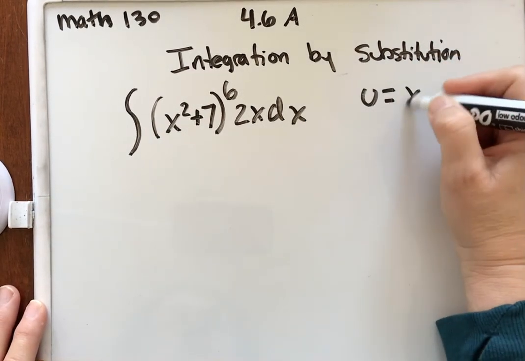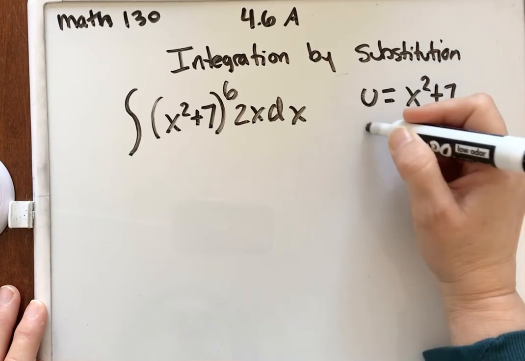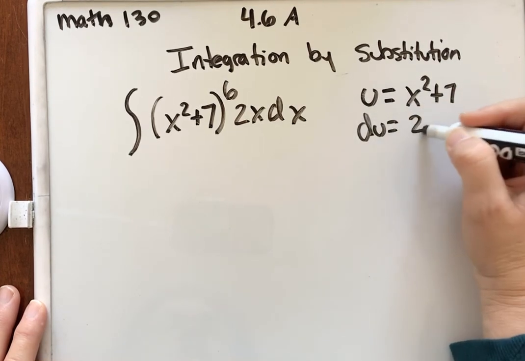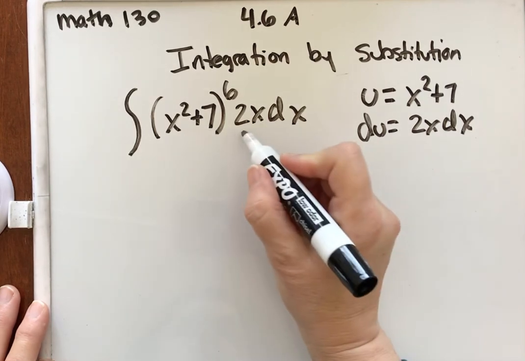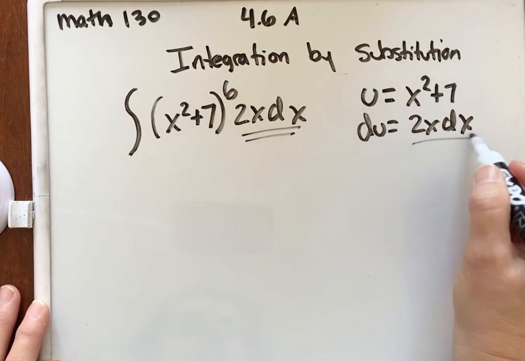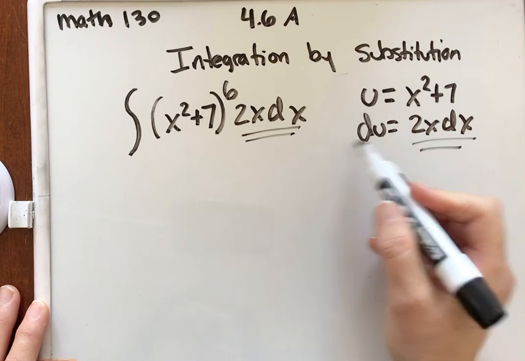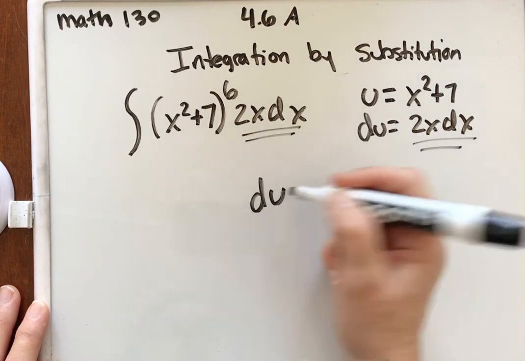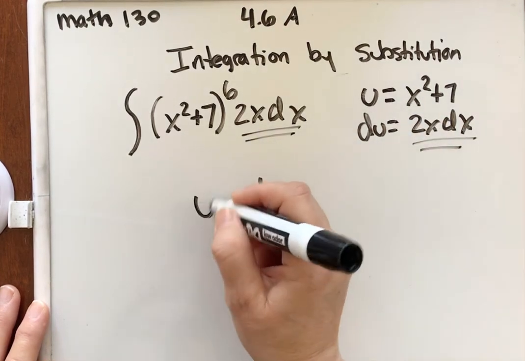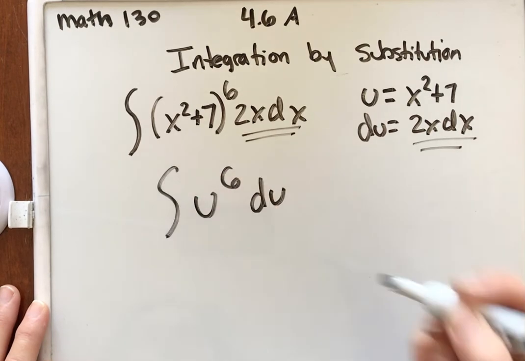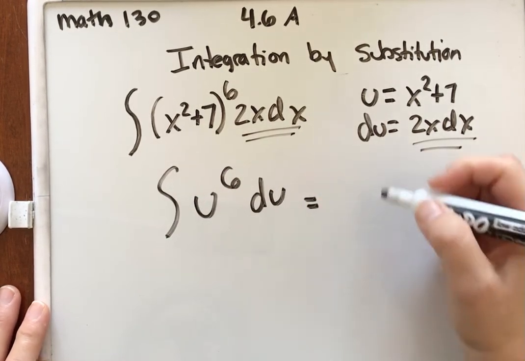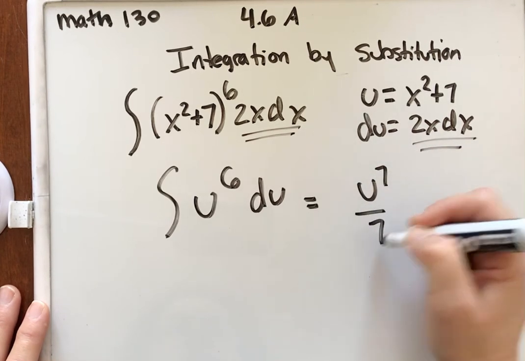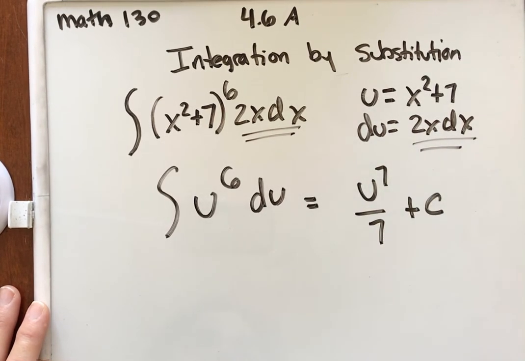If u equals x squared plus 7, then du equals 2x dx. Now that worked out perfect because here's our 2x dx. Okay, so we can replace our du with that, and we're going to put our u in here, and we get u to the 6th. And now we can integrate because we have all u's. Okay, integrating this, we get u to the 7 over 7 plus c.